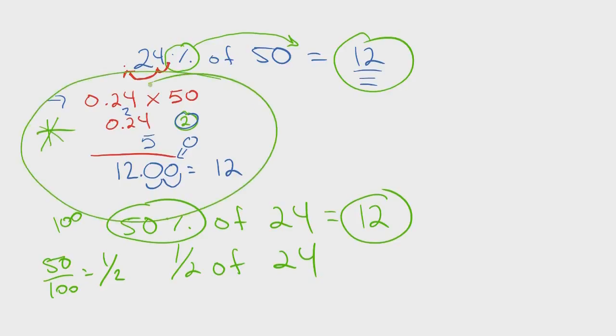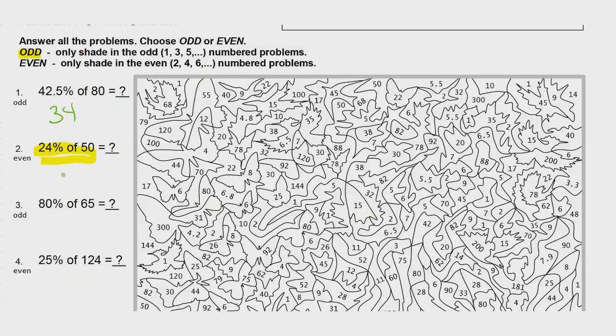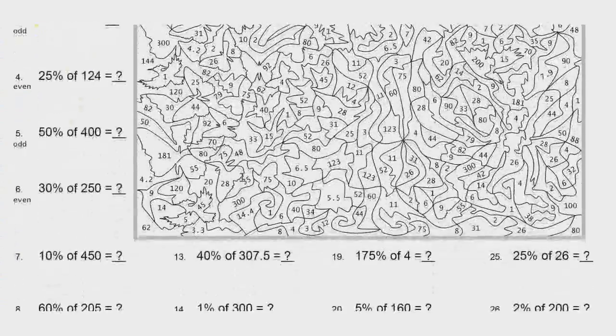If you didn't understand what I did, don't worry. Just solve it this way. So 24% of 50 is 12. I'm going to write 12 right here. 12. And if you pick the even ones, you would find all the 12s in this picture and you would shade them in.